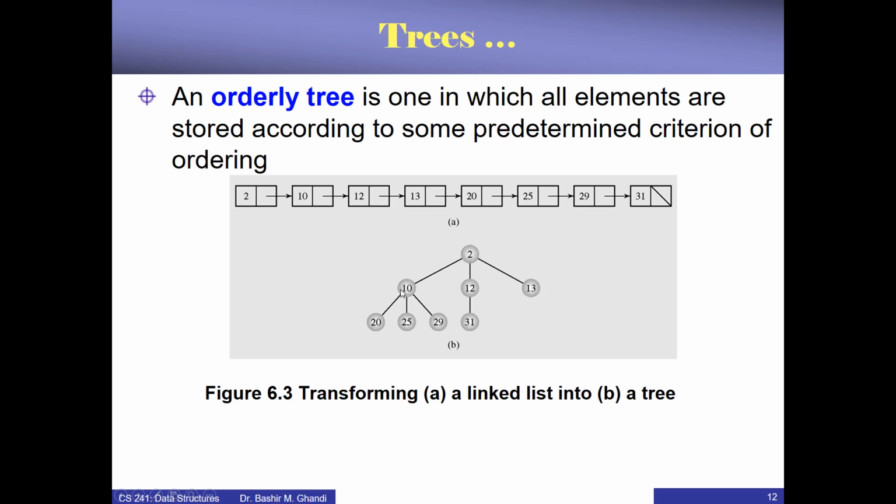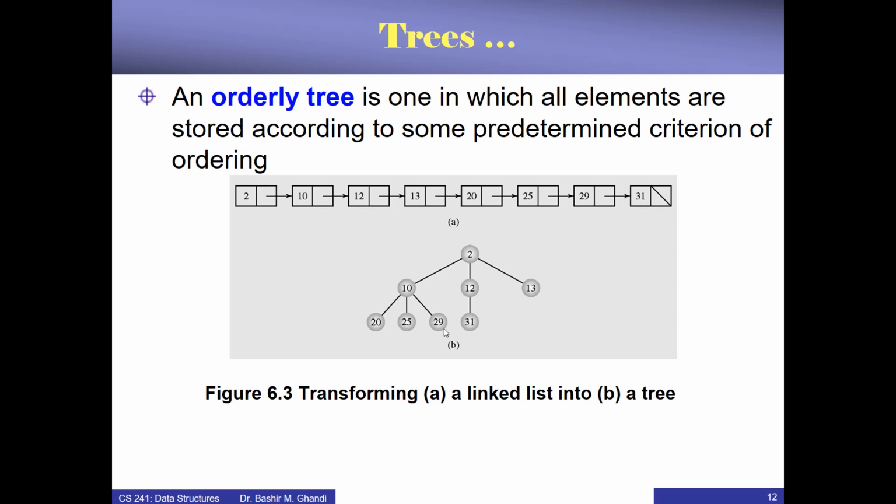So 2 is less than 10, 12, and 13. Similarly, if you take 10, it is less than 20, 25, and 29. So this is the ordering criteria for this tree, where the parent is always less than the children. If you organize the elements in a tree in this manner based on a certain criteria of ordering, then the tree is said to be an orderly tree.